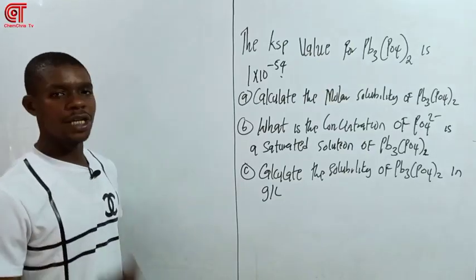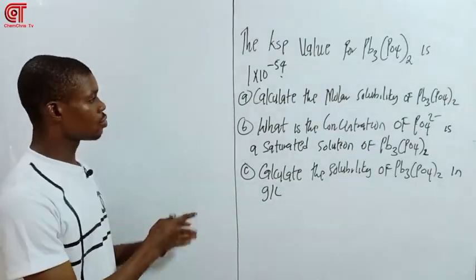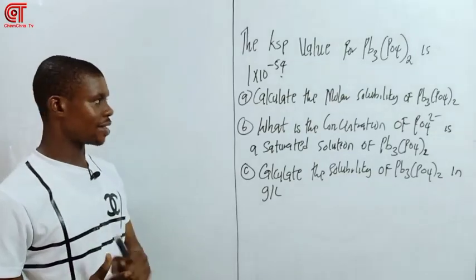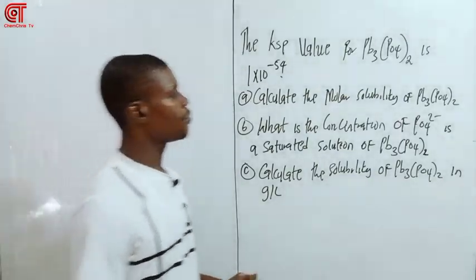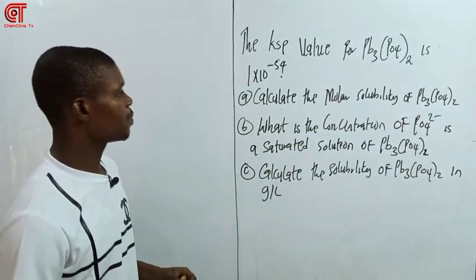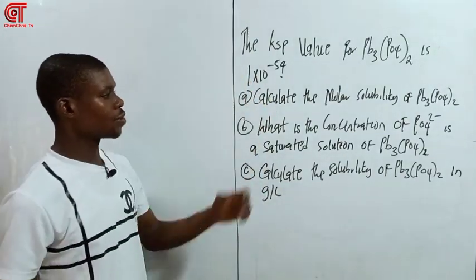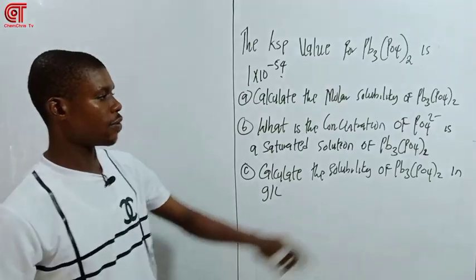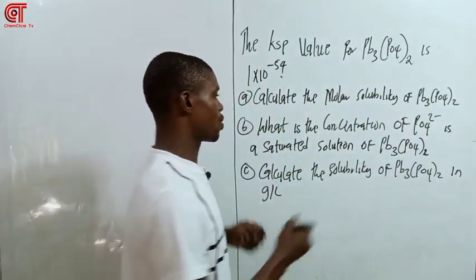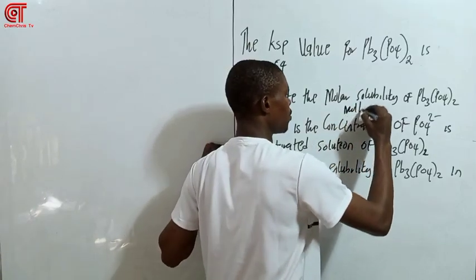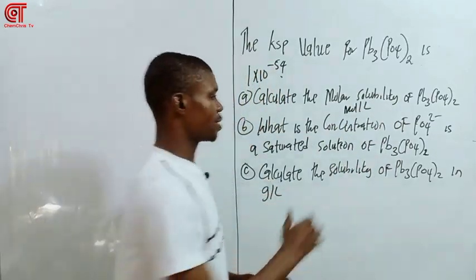This question is going to take us some time to calculate, so I would like you all to pay very close attention. Say the Ksp value for Pb3(PO4)2 is 1 × 10^-54. They ask you to calculate the molar solubility of the salt, and they want the answer in moles per liter. So that's what they're asking you to do.